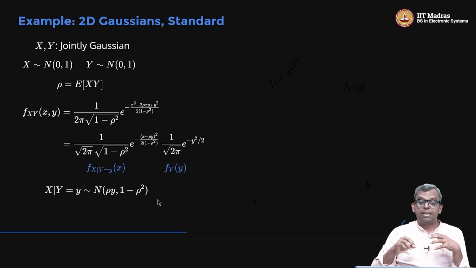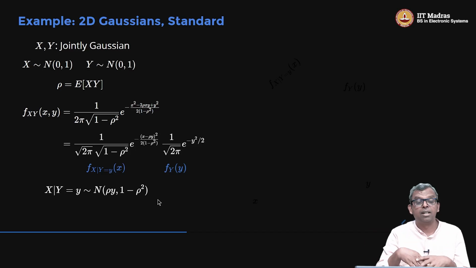Okay. So, this is a very, very, very important result for 2D Gaussian standard, or soon we will extend it to non-standard. For jointly Gaussian random variables, the conditional distributions are also Gaussian. Okay.